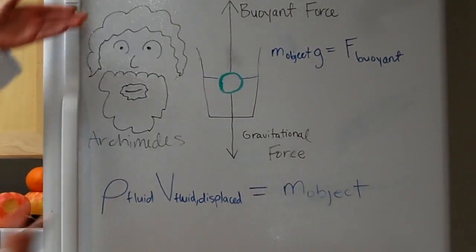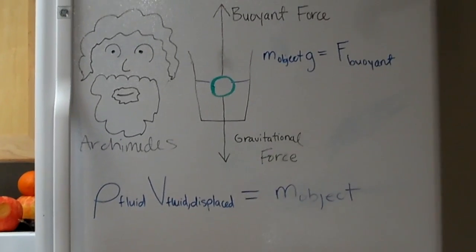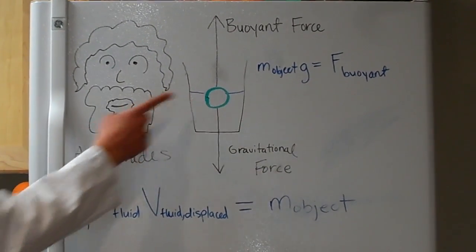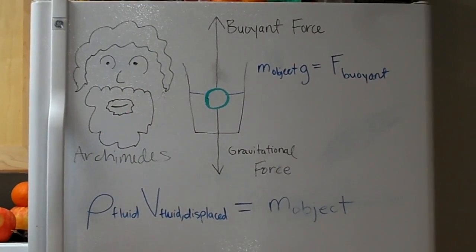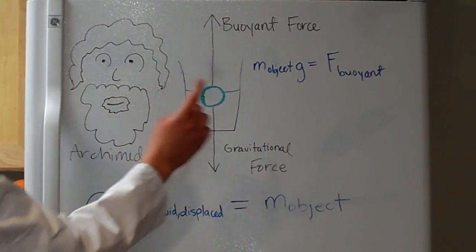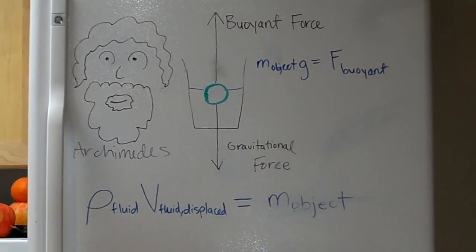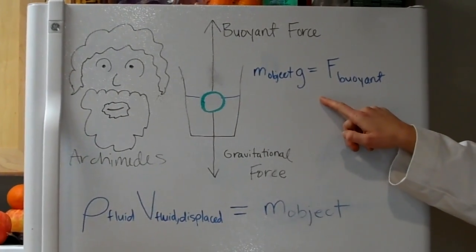Now on to Archimedes' principle. This states that when an object is submerged in a fluid, like water, it feels a force pushing up on it from the water it moved out of the way. And this force is equal to the weight of the water that it moved. And that force is called the buoyant force, and that's what makes things float.